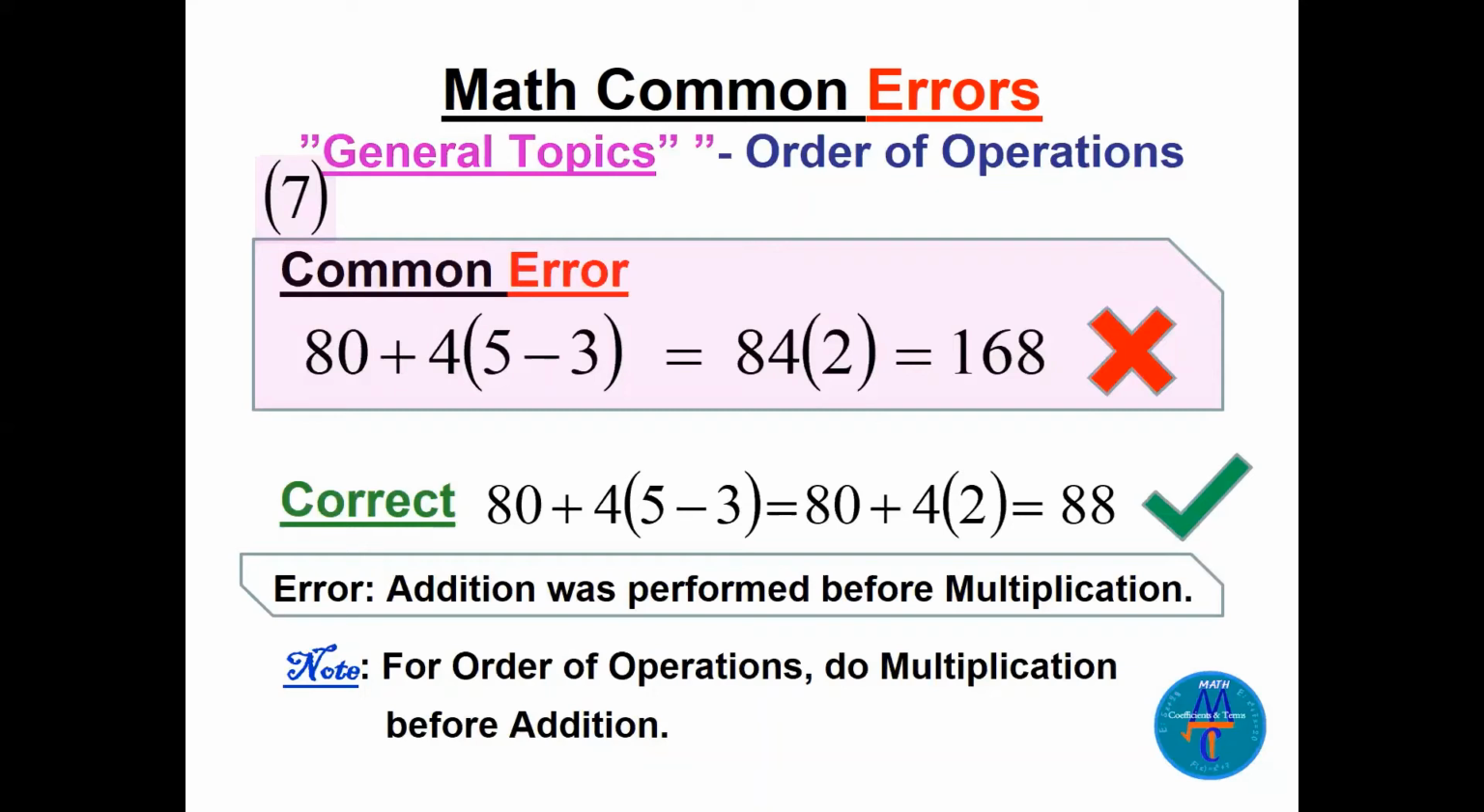Just be careful, please: 80 plus 4 times, in the bracket, 5 minus 3. What do you think the answer is? So in the bracket, you go 5 minus 3, it's 2. And then 80 plus 4. Some people will add, so this is 84 here, 84 times the 2. 5 minus 3 is, yes, 2. So they write 168. That's the wrong answer.